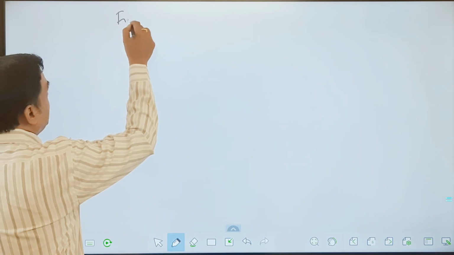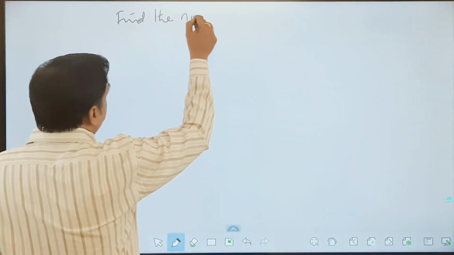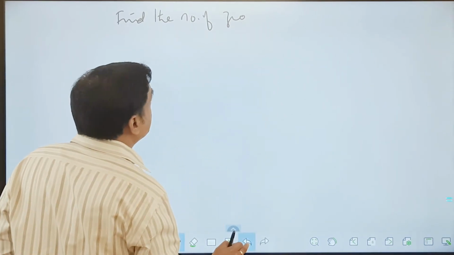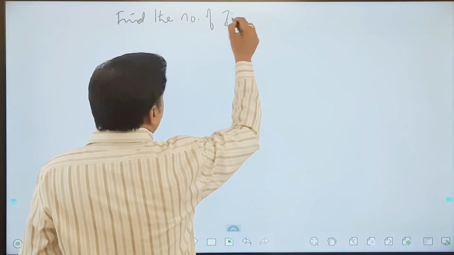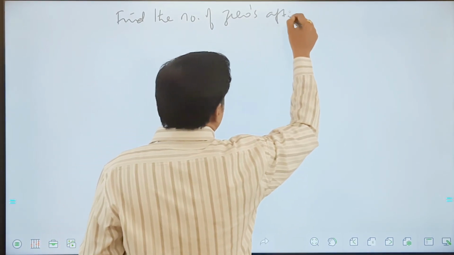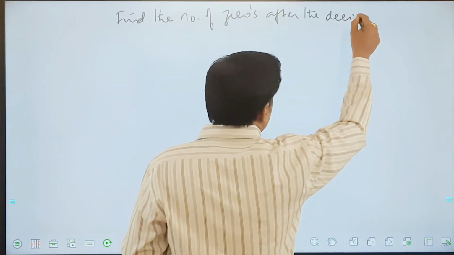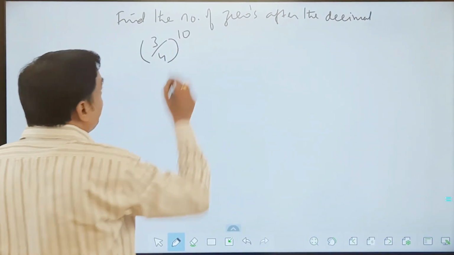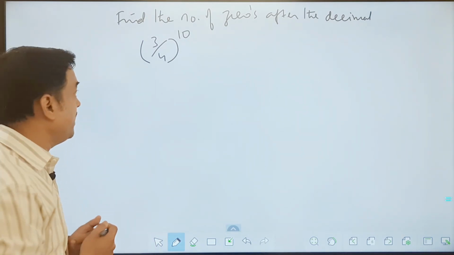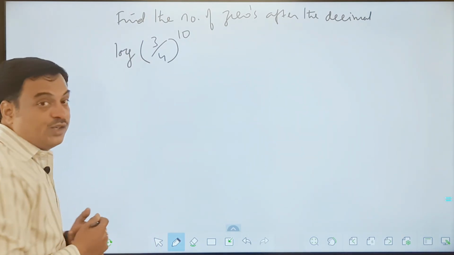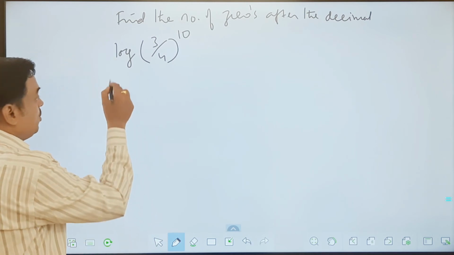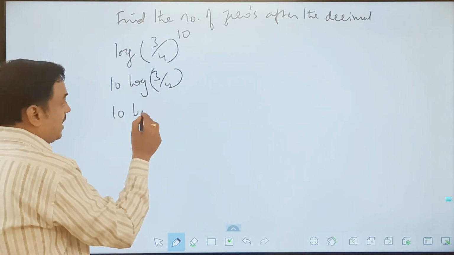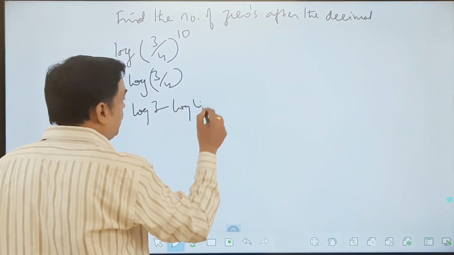So let us do one question, all of you. The question is, find the number of zeros after the decimal, and the question is (3/4) to the power of 10. Now to find the characteristic value, I should find the log of the number. This will be 10 log 3/4. This will be 10 times (log 3 minus log 4).